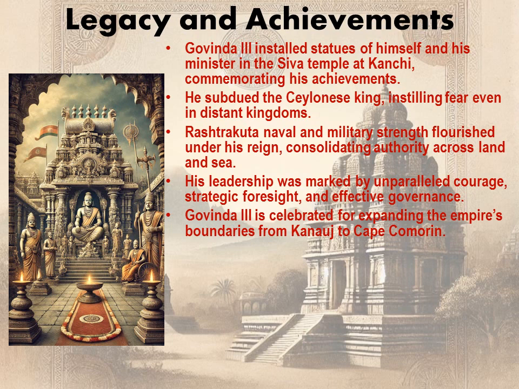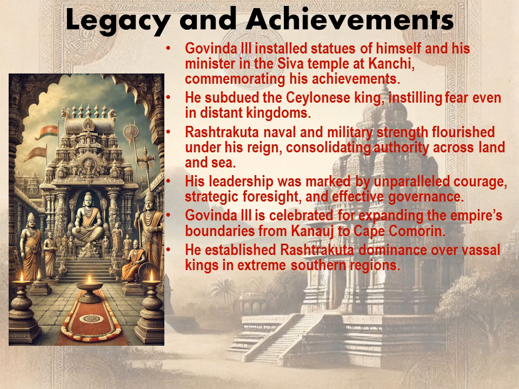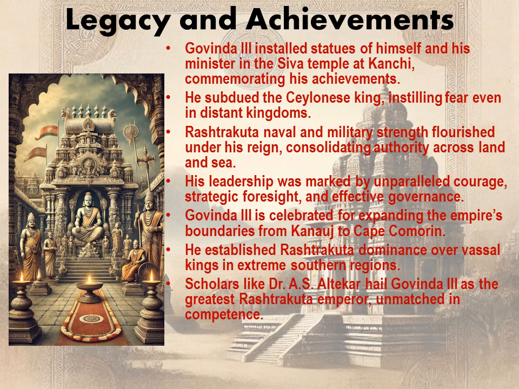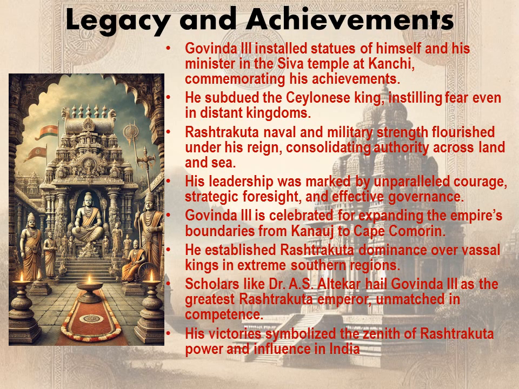Govinda III is celebrated for expanding the empire's boundaries from Kanauj to Cape Comorin. He established Rashtrakuta dominance over vassal kings in extreme southern regions. Scholars like Dr. A. S. Altekar hail Govinda III as the greatest Rashtrakuta emperor, unmatched in competence. His victories symbolize the zenith of Rashtrakuta power and influence in India.